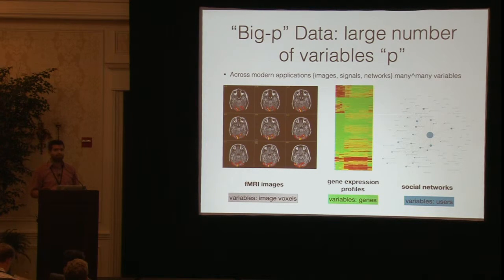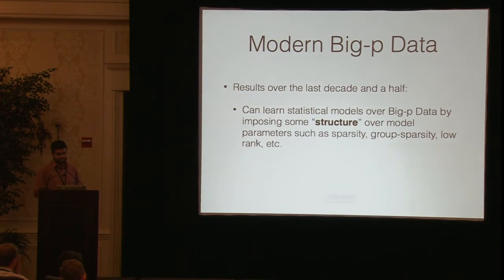This is what I call big P data, because P is typically used to denote the number of variables in statistics. So when people say they don't know what big data means, well, big P, everybody knows what that means. Right? P is large. That's what big P means. And over the last couple of decades, we know how to statistically model big P data.